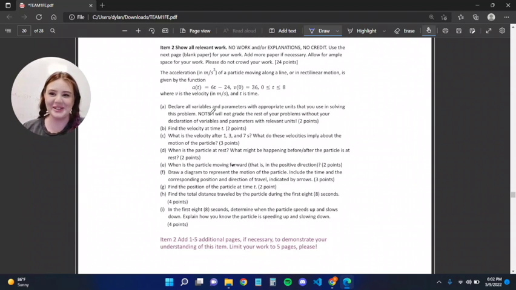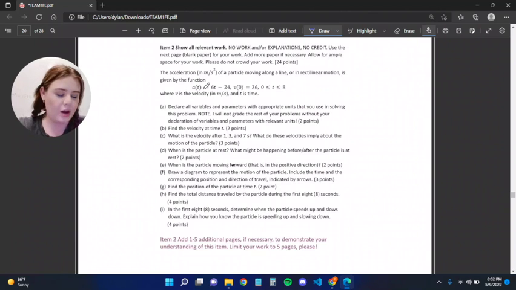For item 2, I'm going to explain part A, and I'm going to switch off with Cass. We're going to explain this one together. So first, we want to declare all variables and parameters with appropriate units so that we can solve the problem.